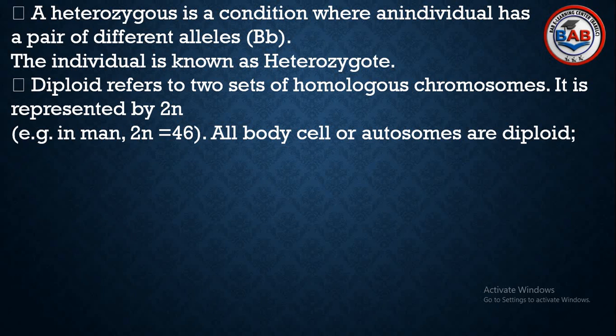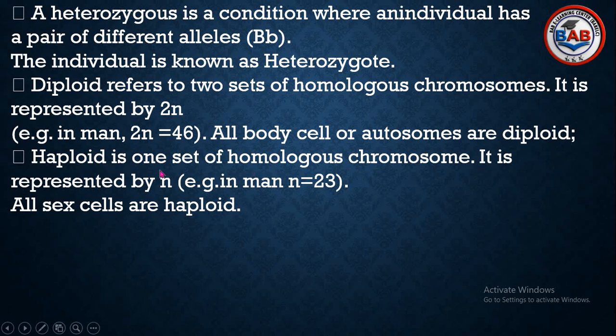Diploid refers to two sets of homologous chromosomes. It is represented by 2n, where n is equal to 23 chromosomes, and by simple mathematics, 2 times 23 is equal to 46. A diploid individual consists of 46 chromosomes in humans. All body cells or autosomes are diploid.